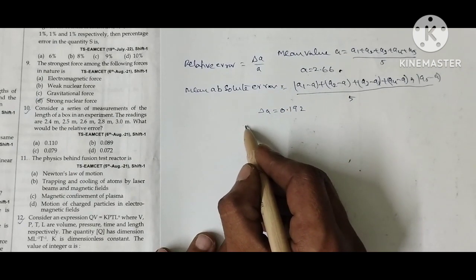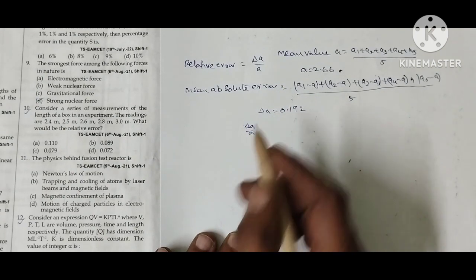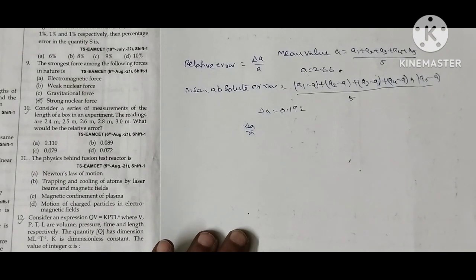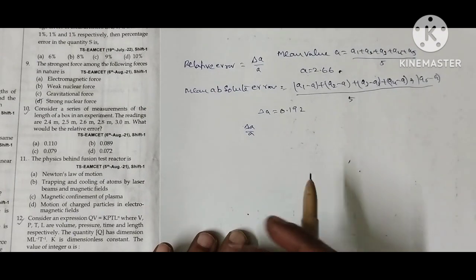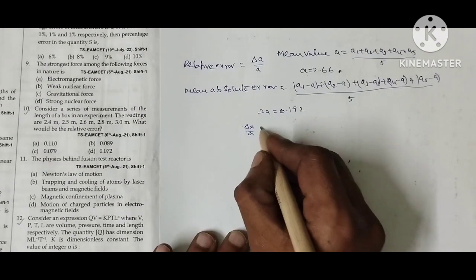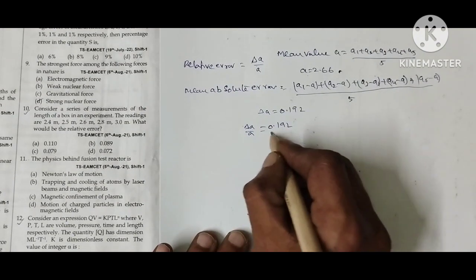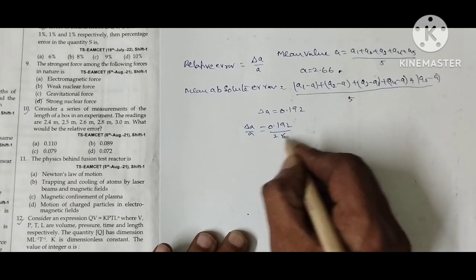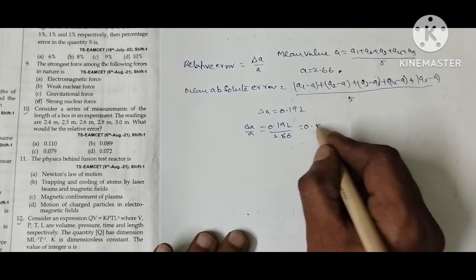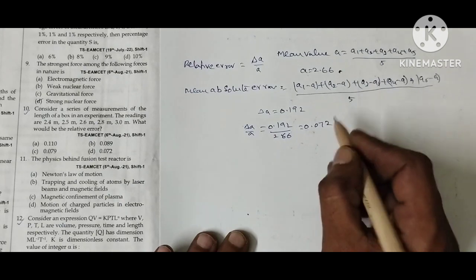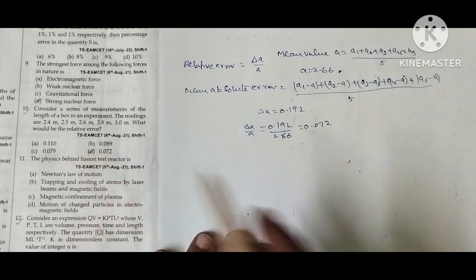Now as you know the formula, relative error means delta A by A. So you will get relative error delta A by A is equal to 0.192 by 2.66. You will get approximately the value 0.072. So the answer will be D.